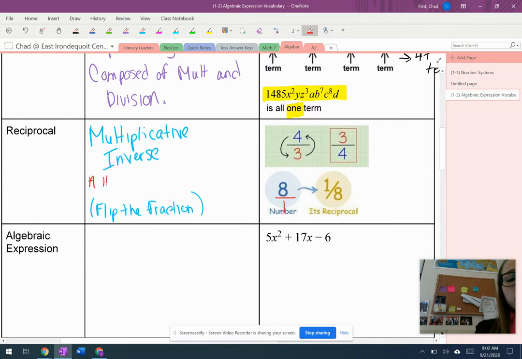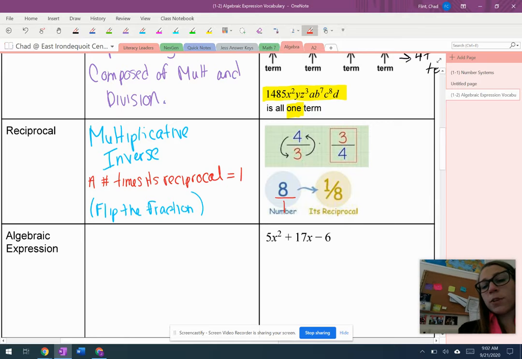So a number times its reciprocal will always equal 1. 4/3 times 3/4 is 12 over 12, which is always 1.